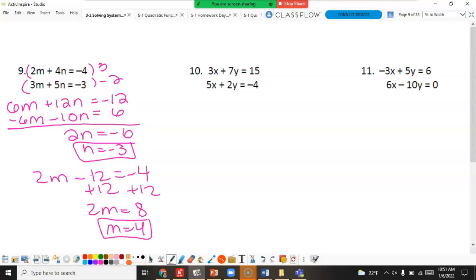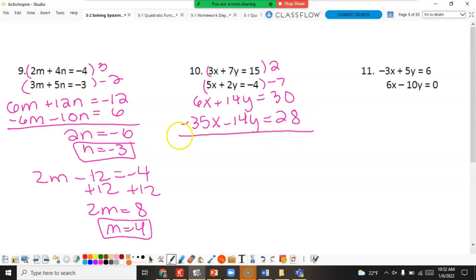So in number 10, do you want to eliminate x or eliminate y? Doesn't matter. You just have to pick which one you're canceling. So let's say I eliminate y. We'll multiply by 2. So you have 6x plus 14y equals 30. So in order to eliminate y, I need the bottom to be negative 14. Perfect. So negative 5. Yep. So negative 35, negative 14y.